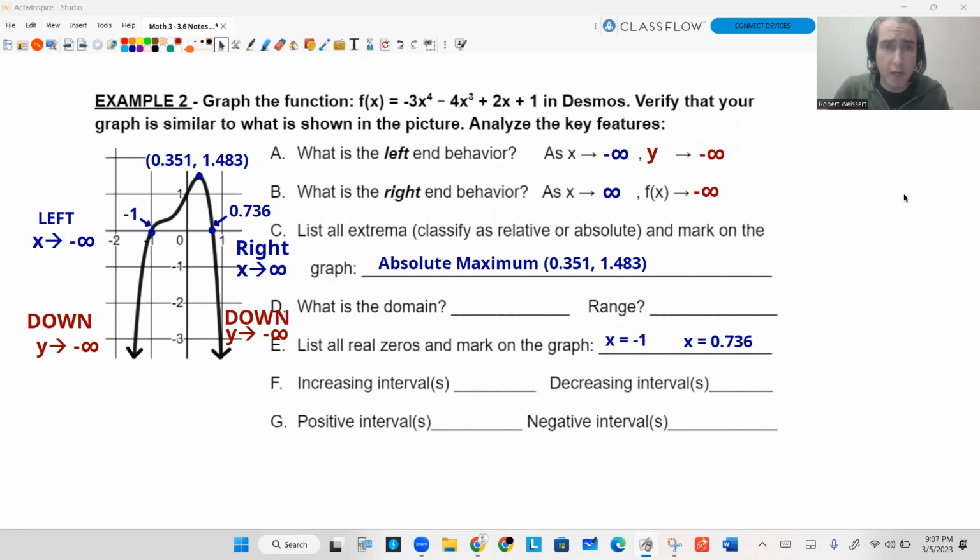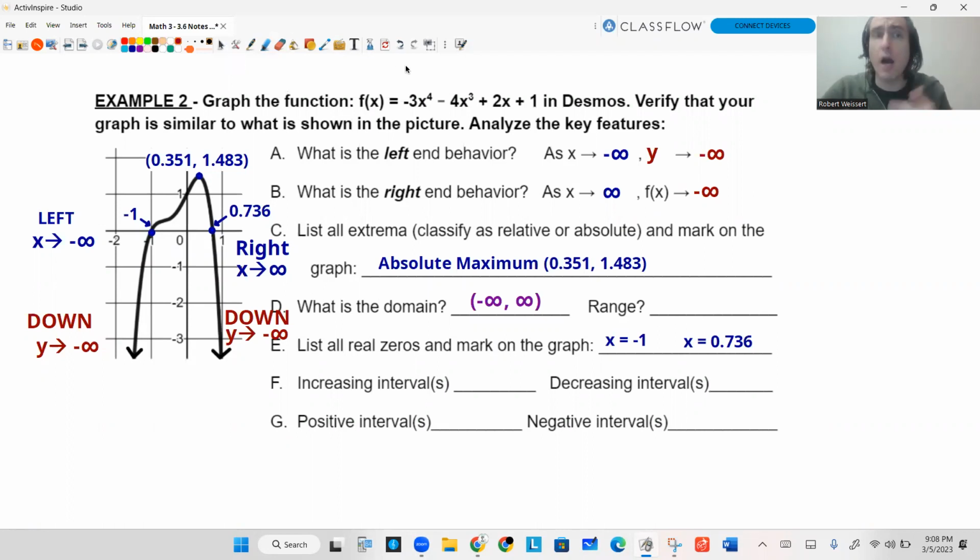Now let's talk about domain and range for a minute. In polynomials, domain is always going to be all real numbers. It's going left and right forever. So you don't have to even think about that one. All real numbers is negative infinity to infinity. Now the range, that's dependent on your maximums, your minimums. If its end behavior is going in opposite directions, then the range will be all real numbers. But if you have an absolute maximum or an absolute minimum, then your range is going to limit what values of y can be outputs.